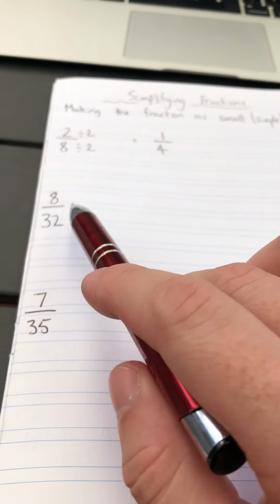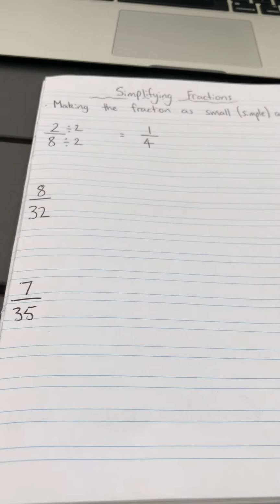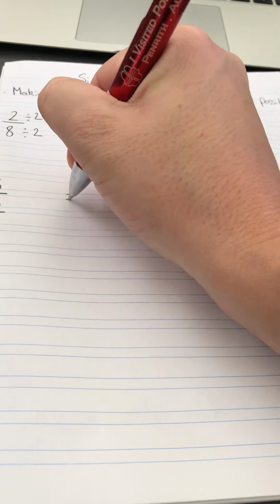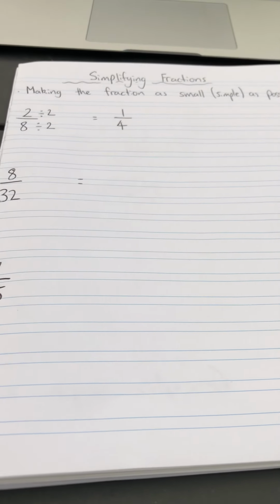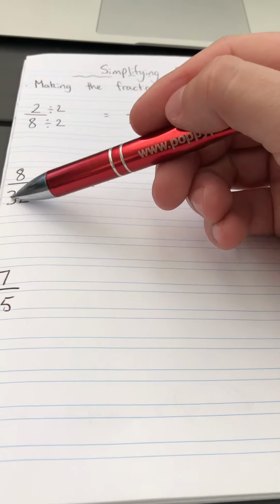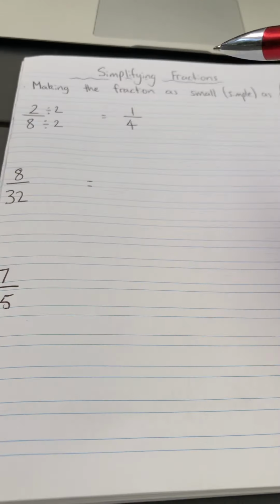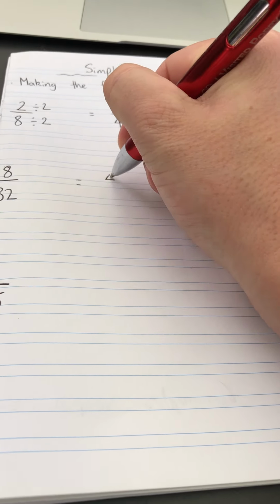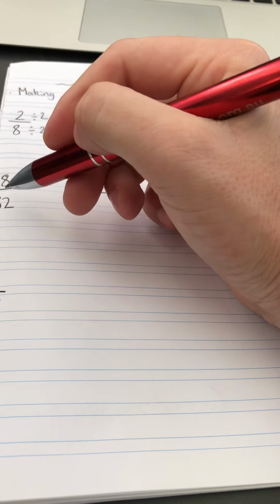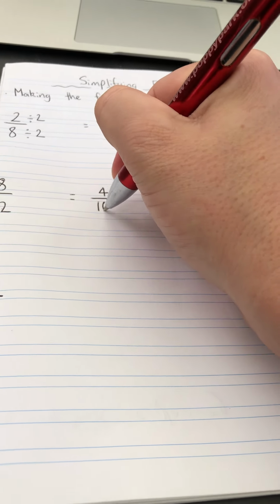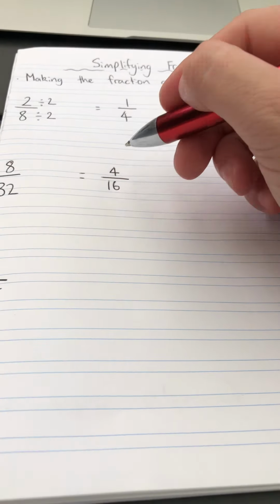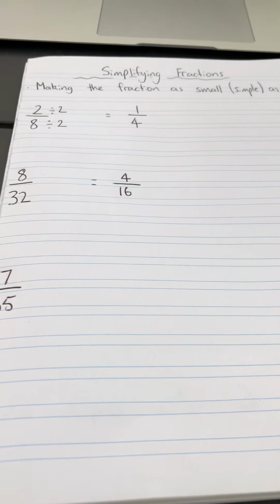Now here, I've got 8 over 32. Now there's a different way that you can try and do this, a little bit of trial and error. The first way that I always try and do this is that I try and divide both numbers up the top by 2 by halving them. So I'm going to go here, half of 8 is 4. And then half of 32 is 16. That works, good. But I'm wondering if I can make this fraction even smaller.